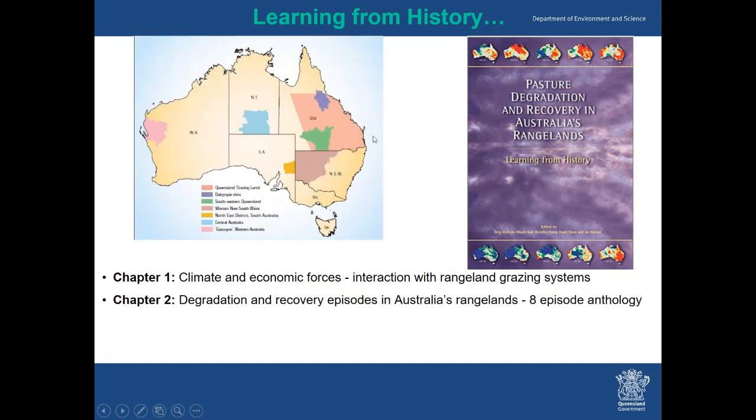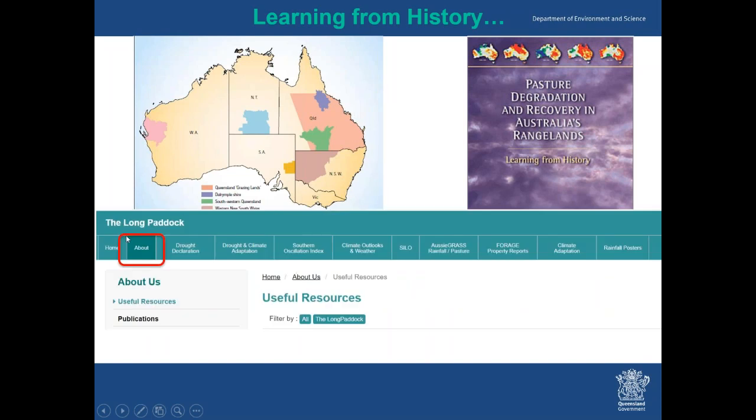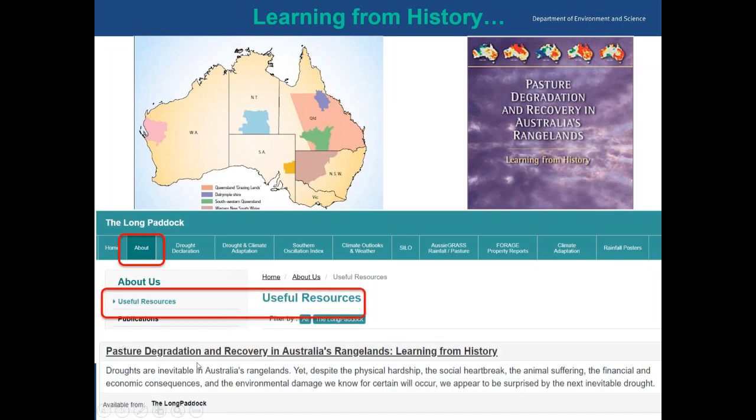Chapter 2 describes the degradation and recovery episodes in Australia's rangelands of eight episodes from Federation drought onwards. You would access that by going to the Long Paddock website, going to About, and then Useful Resources, and scroll down and you'll see the pasture degradation in Australia's rangelands link here. Will take you to that.